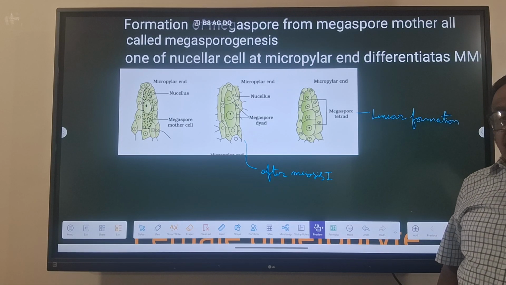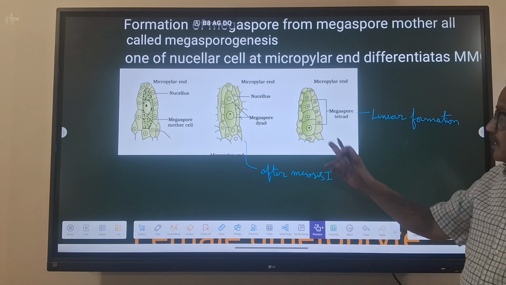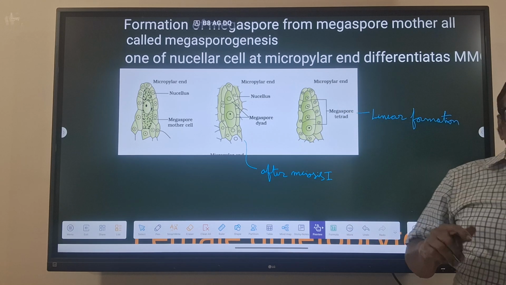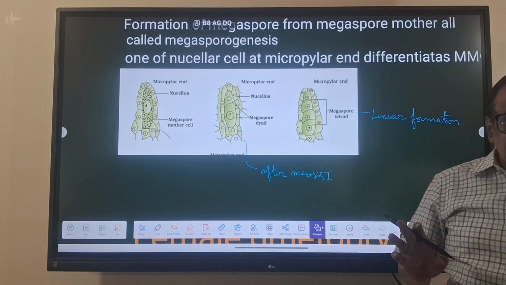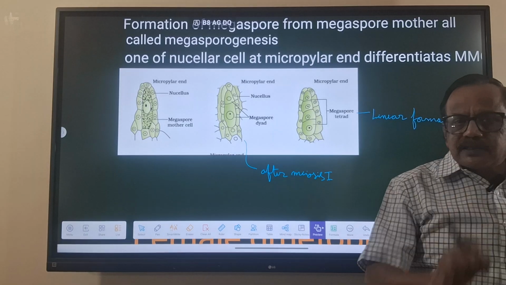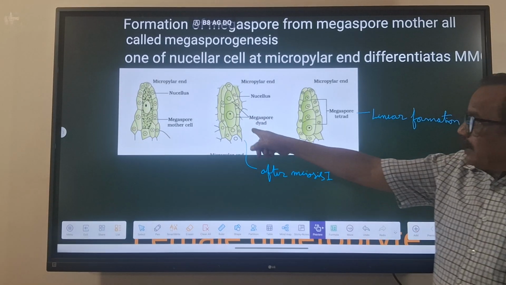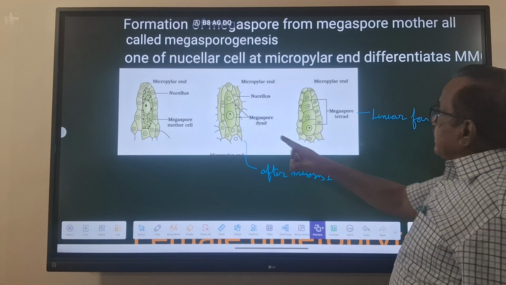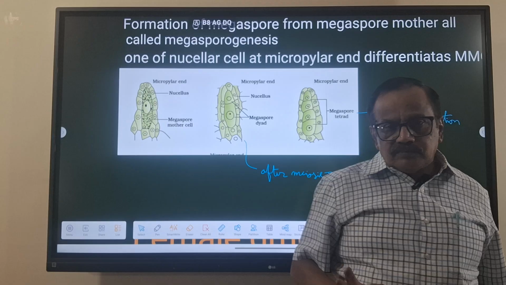Microspore tetrad is a cluster, but the megaspore tetrad is linear. I have shown only the linear formation here; you can twist and give it. For that only I am going so deeply. So the dyad cell forms after meiosis 1, and in this way the 4 megaspore tetrad is formed.